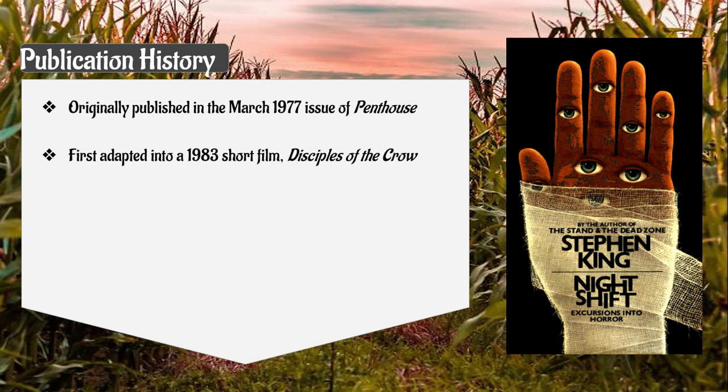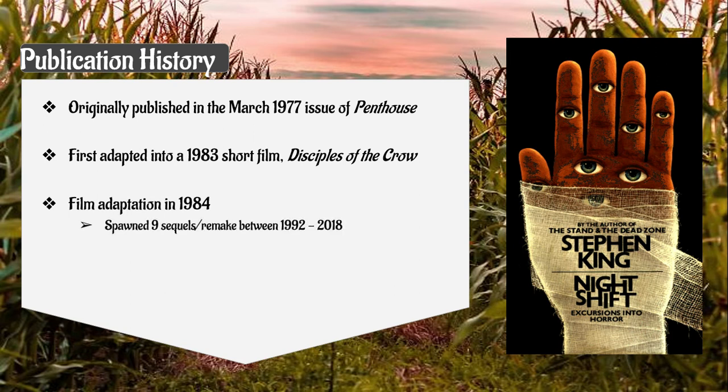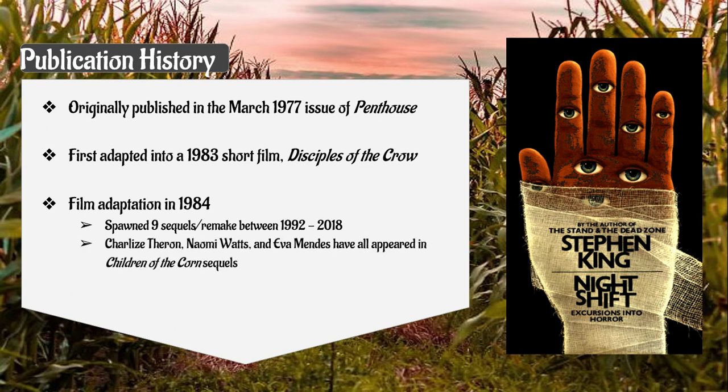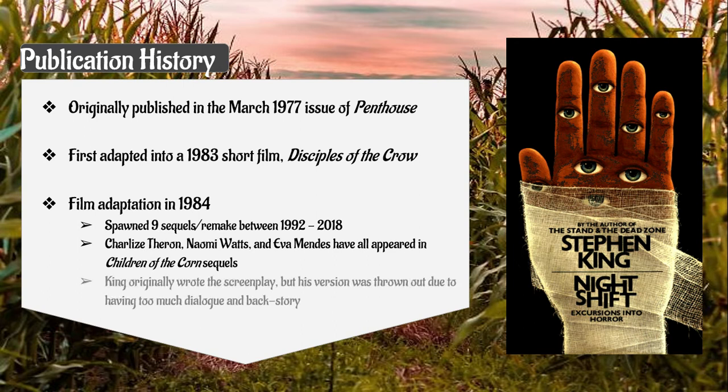It was first adapted into a 1983 short film called Disciples of the Crow. It's very difficult to find, but it is out there. You could find it if you looked hard enough. It was adapted into film in 1984. Now, this film spawned 9 sequels and a remake between 92 and 2018. Here's just some of the names of people that have appeared in Children of the Corn sequels.